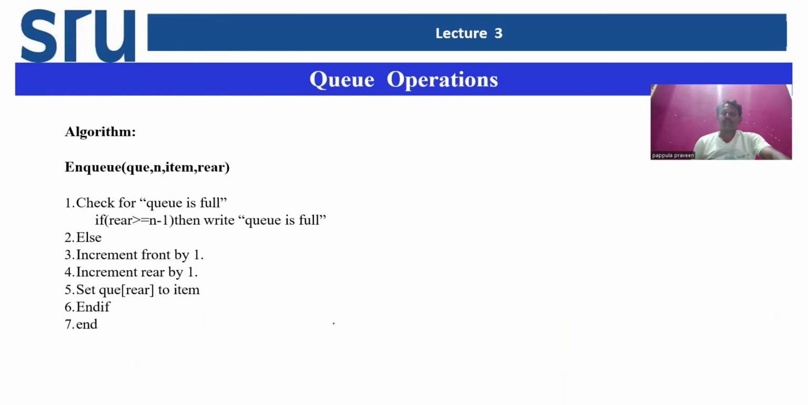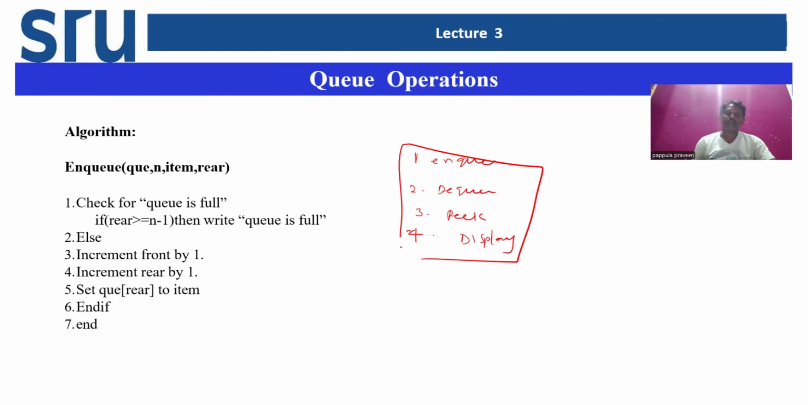Now, what is the algorithm of the queue? The queue operations: how many operations do we have? Four operations in total. One is Enqueue, second is Dequeue, third is Peek. Peek means we display the first element on your screen. And the last one is Display. These are the four operations of the queue.